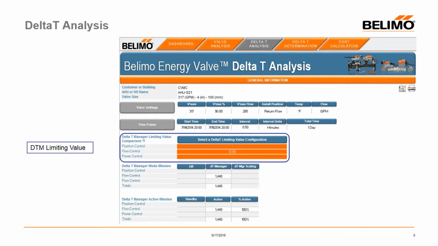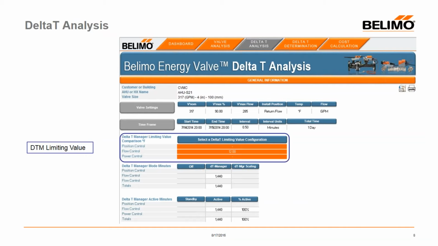And then what we have down here is the delta T limiting value by control mode. This is going to actually show you, based upon different delta T's, what's going on in your system. So there's a little drop-down box right here that you could click on, and let's say we ran it at 10 degrees, and then we ran it at 12 degrees, and we ran it at 14 degrees.